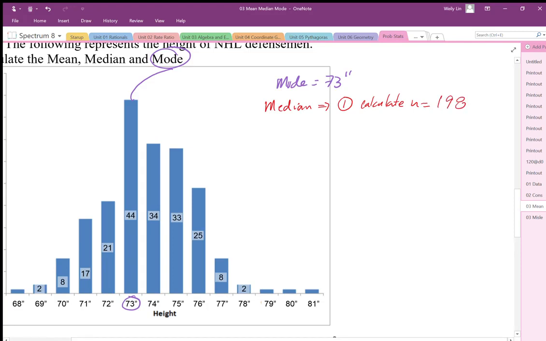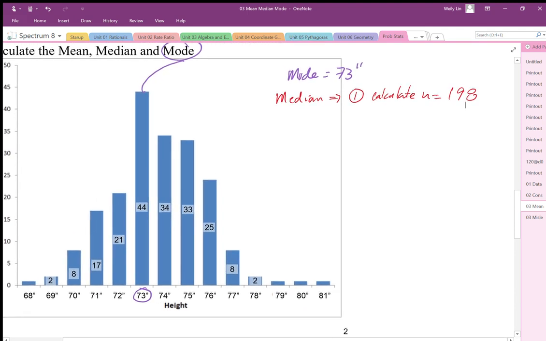Okay, so that's the first step. I calculate the total number of players. Just double checking I've got the right number. 1, 2, 8, 17, 21, 44, 34, 33, 25, 8, 2, 1, 1, 1. Okay, so I get a total of 198 players. So that's the first step.